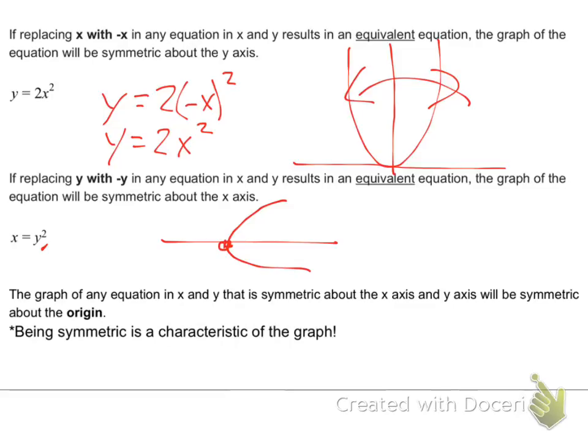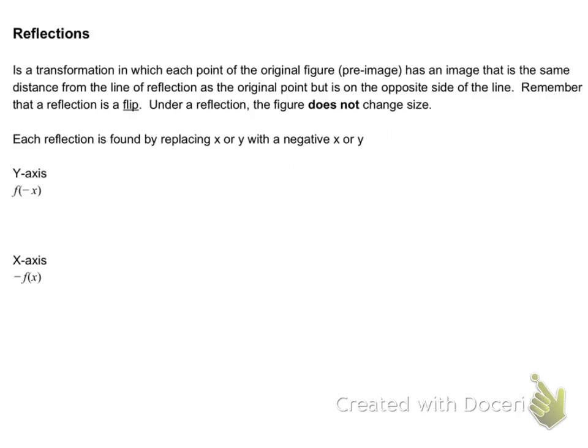Which is different, as the next slide, talking about reflections. Reflections, guys, is a transformation in which each point of the original figure, sometimes they call the pre-image, has an image that is the same distance from the line of reflection as the original point, but is on the opposite side. Remember that a reflection is what I'm going to call a flip.